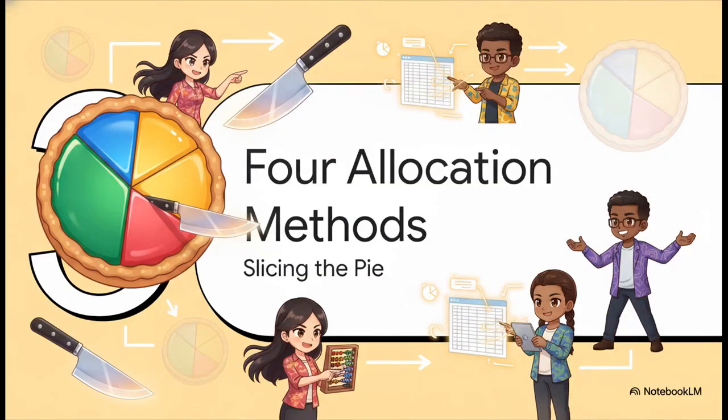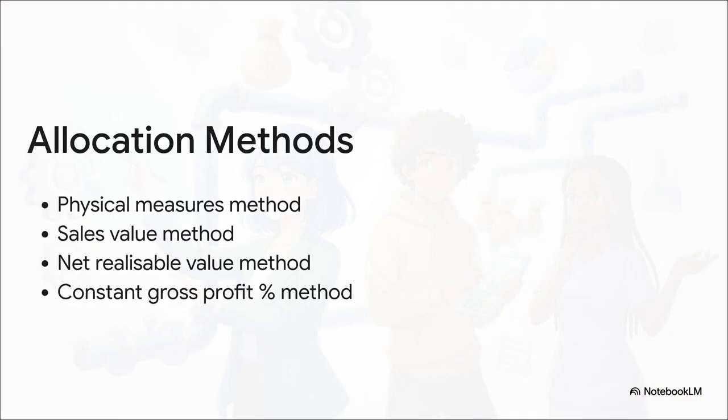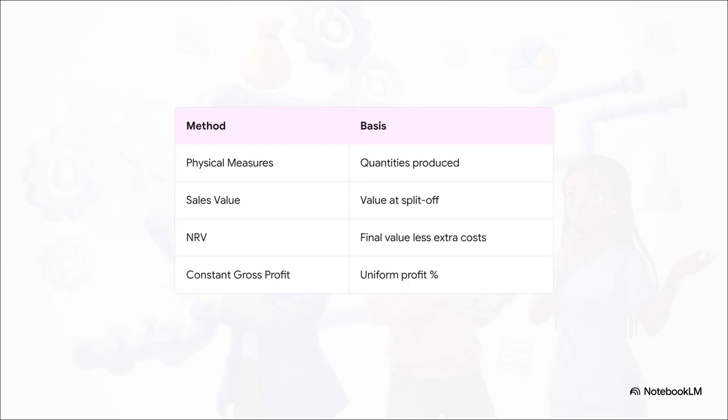Which brings us perfectly to Section 3, 4 cost allocation methods, essentially slicing the pie. Since we can't physically trace the costs, management has to pick a mathematical lens to allocate them. The 4 methods you absolutely need to have down for your exams are the physical measures method, the sales value method, the net realizable value, or NRV method, and the constant gross profit percentage method. The one you choose depends heavily on your market conditions and your processing stages. Let's look at how they stack up.